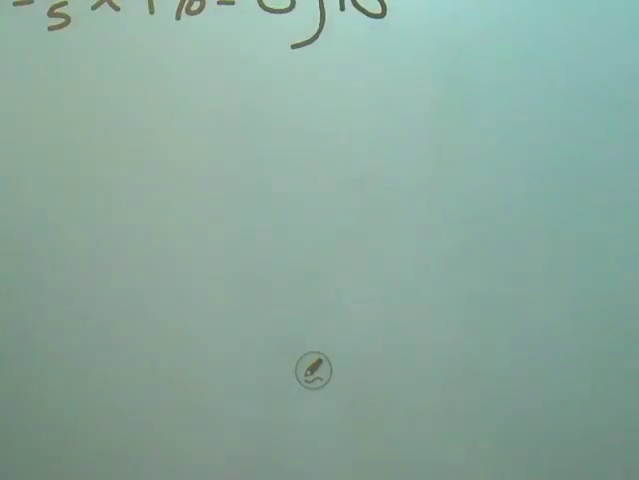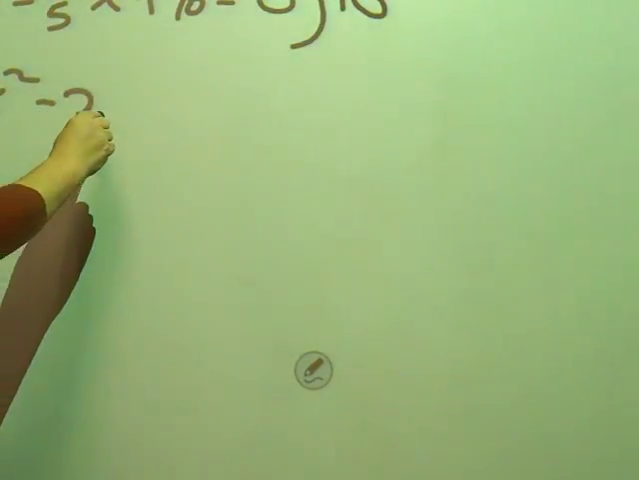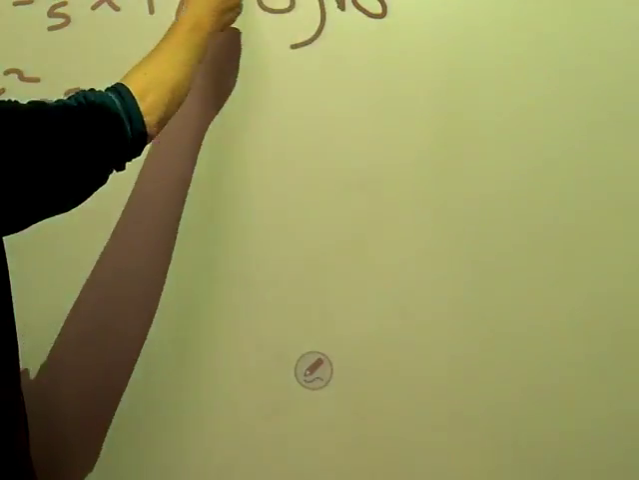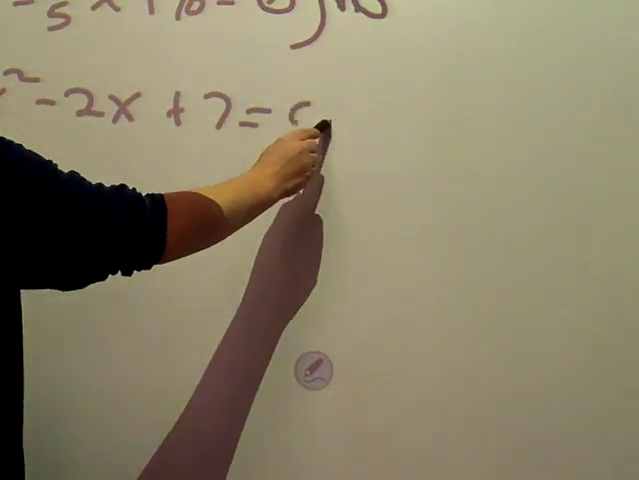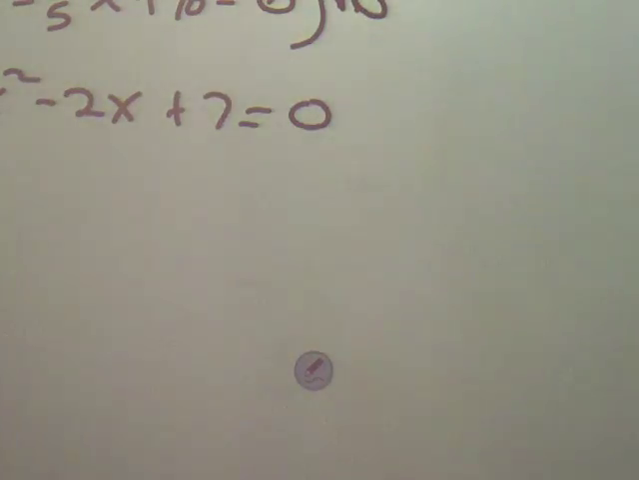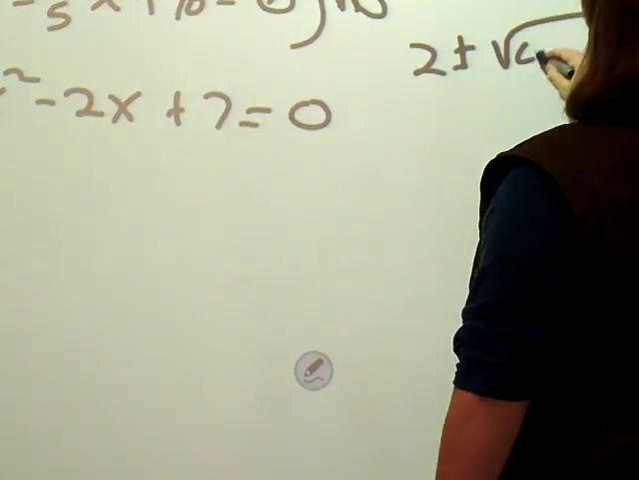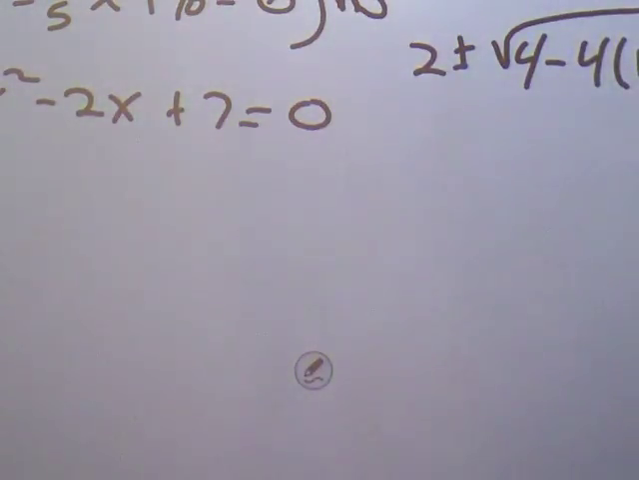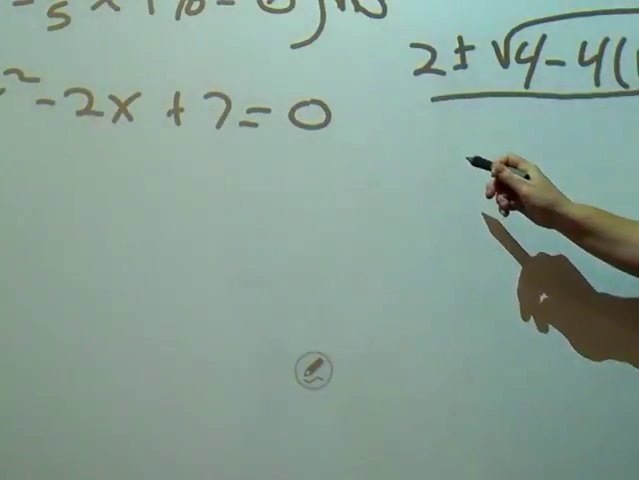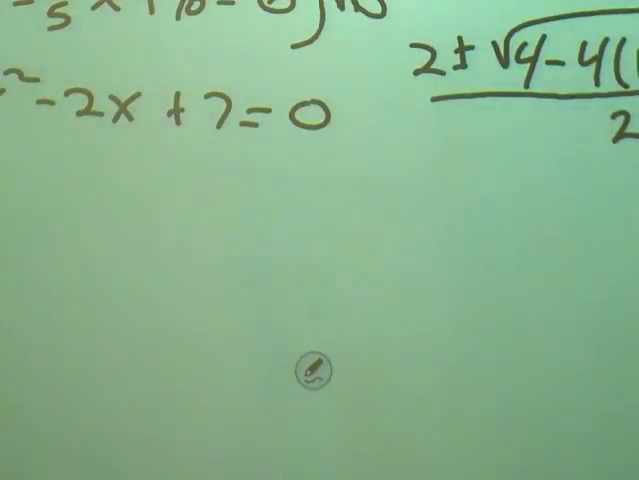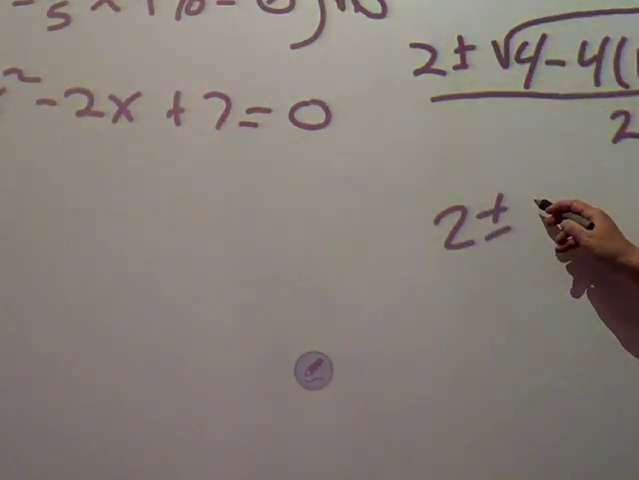So that gave me here a 10x squared. And then 10 over 5 would make that a minus 2x. And then here it would be 7. 10 times 0 is 0. Now you go with your quadratic formula again. Negative B plus or minus the square root of B squared minus 4AC, all over 2A. So I got 4 times 10 is 40, times 7 is 280. So 4 minus 280 is negative 276.